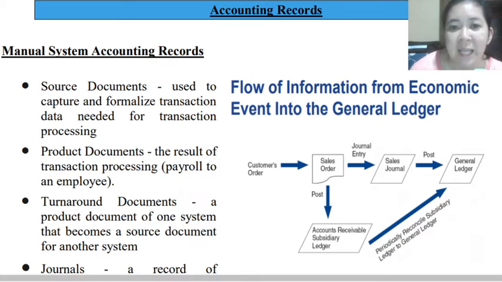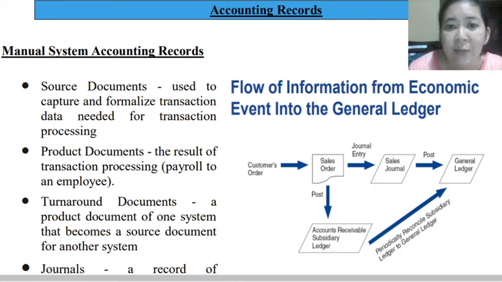Okay, and then the sales order will be used to record this sales transaction into our journal. So if you are using a special journal, you will enter it under the sales journal. Okay, and then after a certain period or after the accounting period, we will post it in the general ledger for summarizing the accounts.